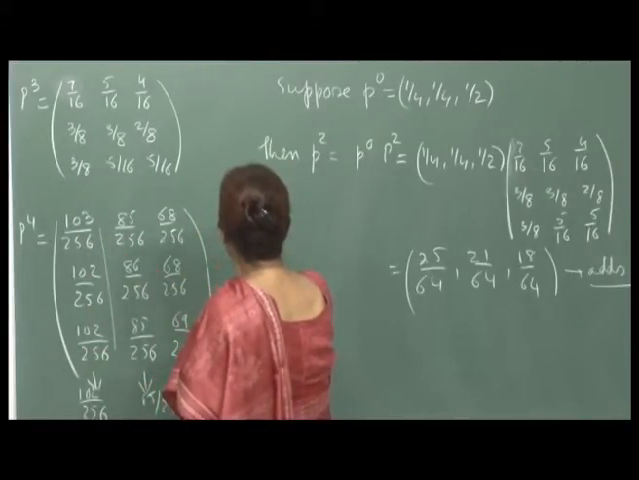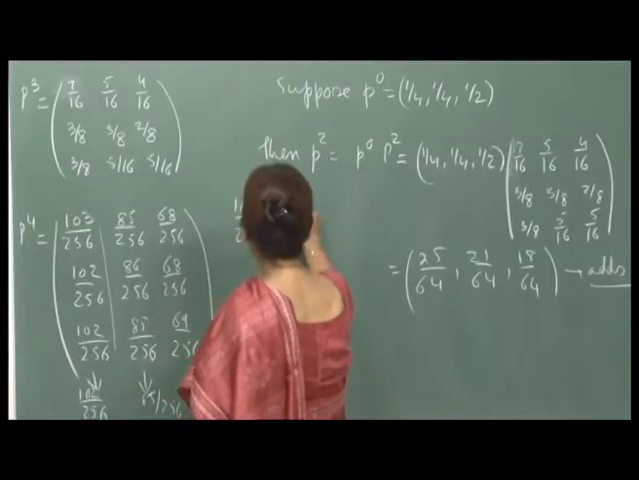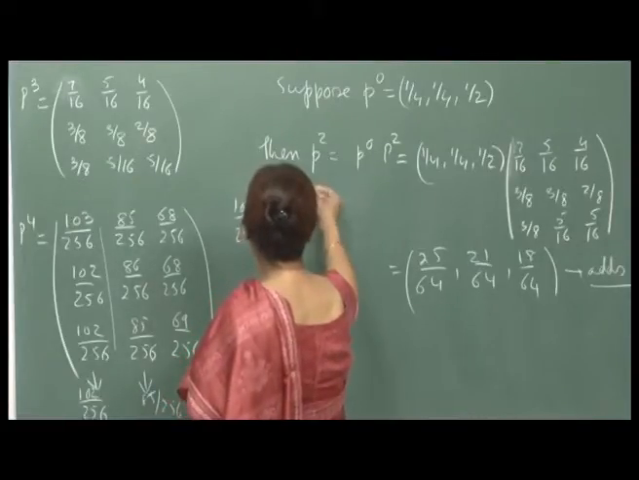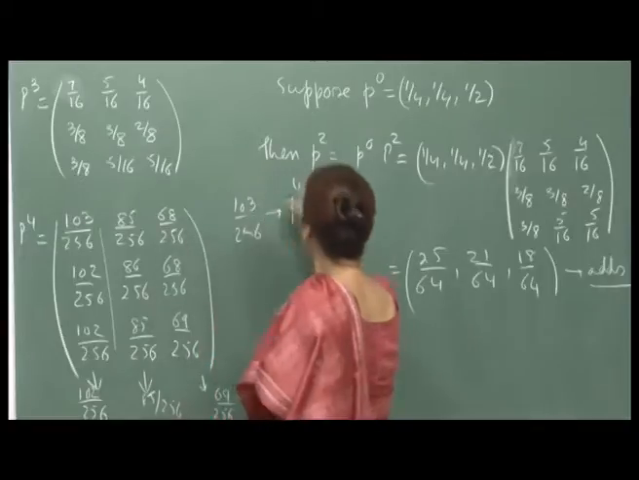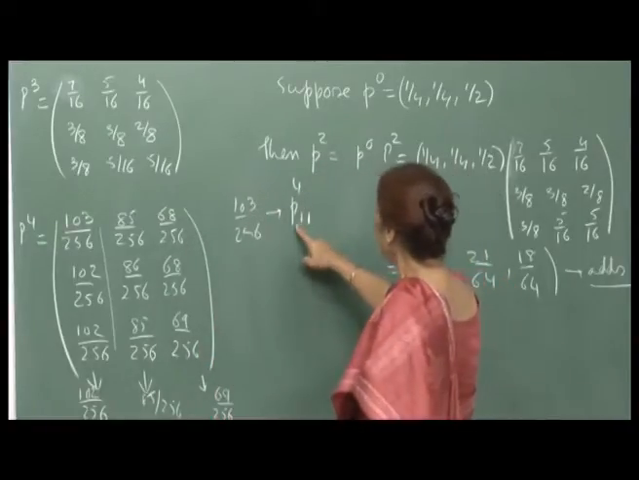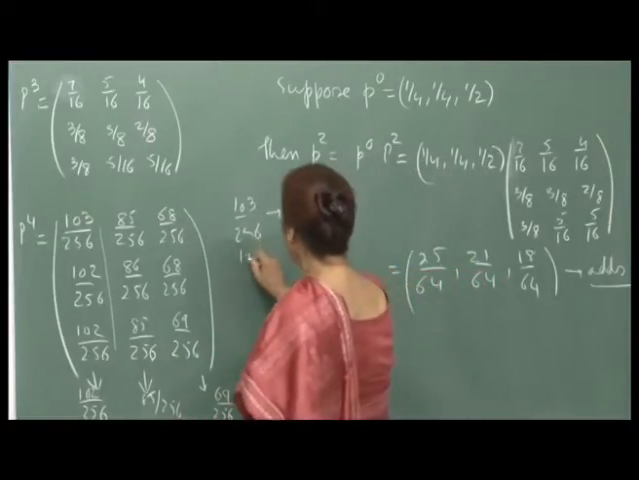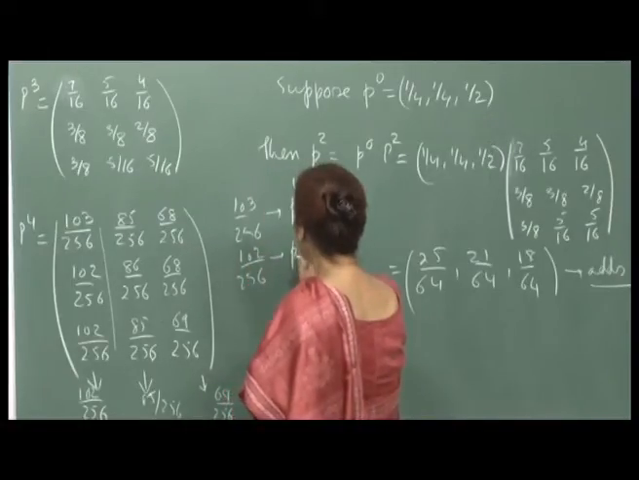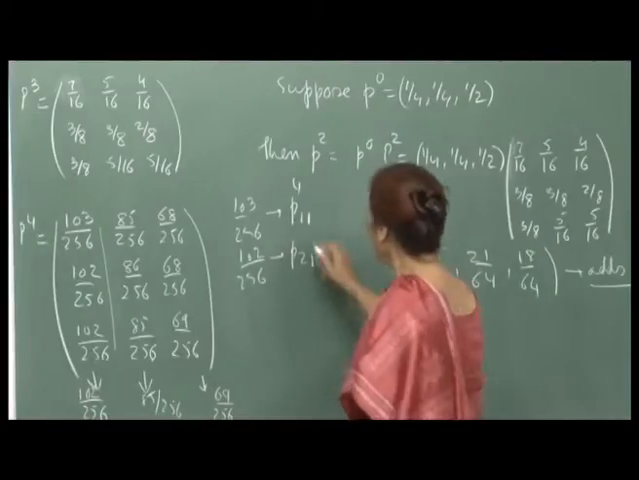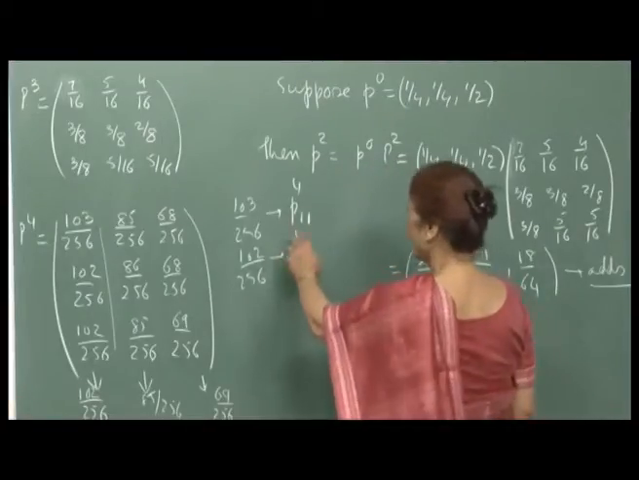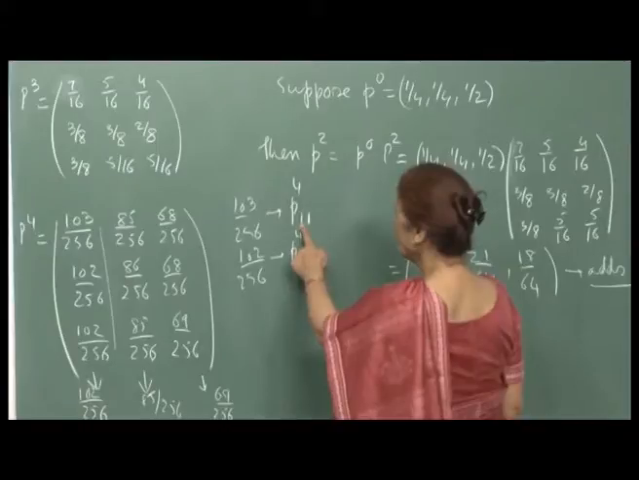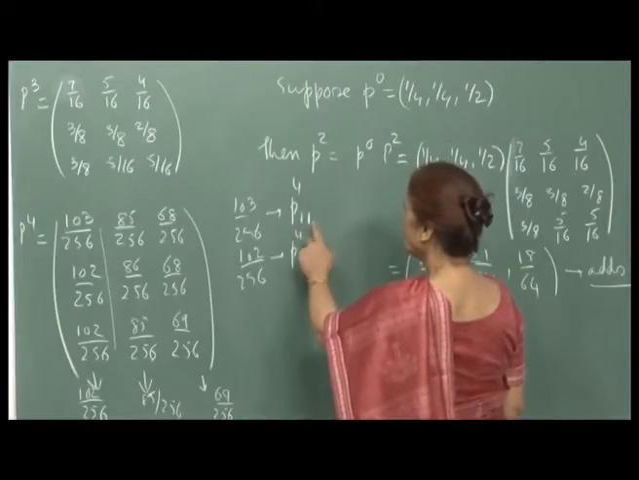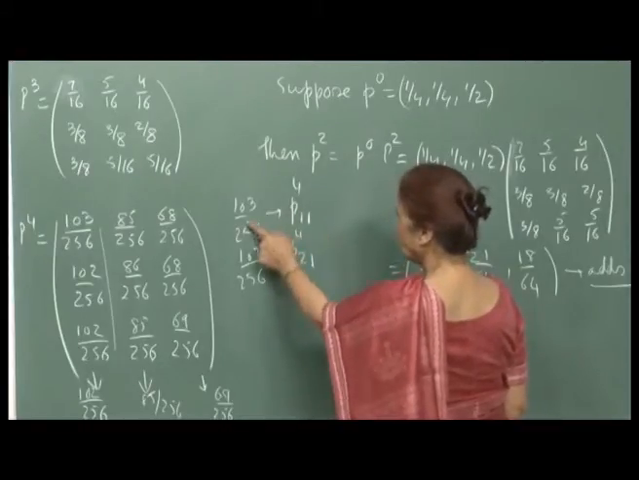So, 103 upon 256 is the probability of 1 1 4. That means in 4 steps you go from 1 to 1, right, and then 102 upon 256 is the probability 2 1 4, right. So here it says that if you are initially in state 1, then in 4 steps you will be back in state 1. So, this is the probability.